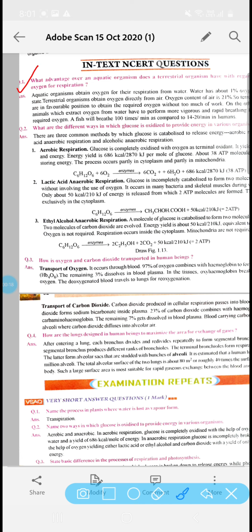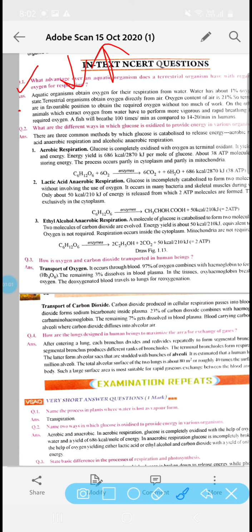The first question is, what advantage over an aquatic organism does a terrestrial organism have with regard to obtaining the oxygen for respiration? During the lecture part, I have already discussed with you that aquatic organisms have to take the dissolved oxygen from the water, and the amount of dissolved oxygen is very less in the water. So for that they have to respire rapidly, they have to increase their breathing rate.